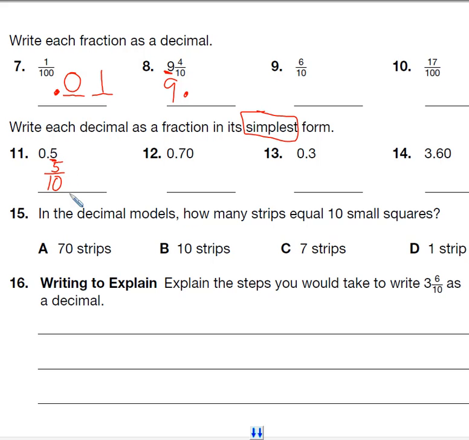Now if you're going to write it in simplest form, remember you have to find a common factor. The factors of 5 are 1 and 5. The factors of 10 are 1, 2, 5, and 10. So the common factor would be 5. So that means we're going to divide it by 5. 5 divided by 5 is 1. What you do to the top, you do to the bottom. So 10 divided by 5 is 2, 1/2. That's the simplest form. Good luck, guys.